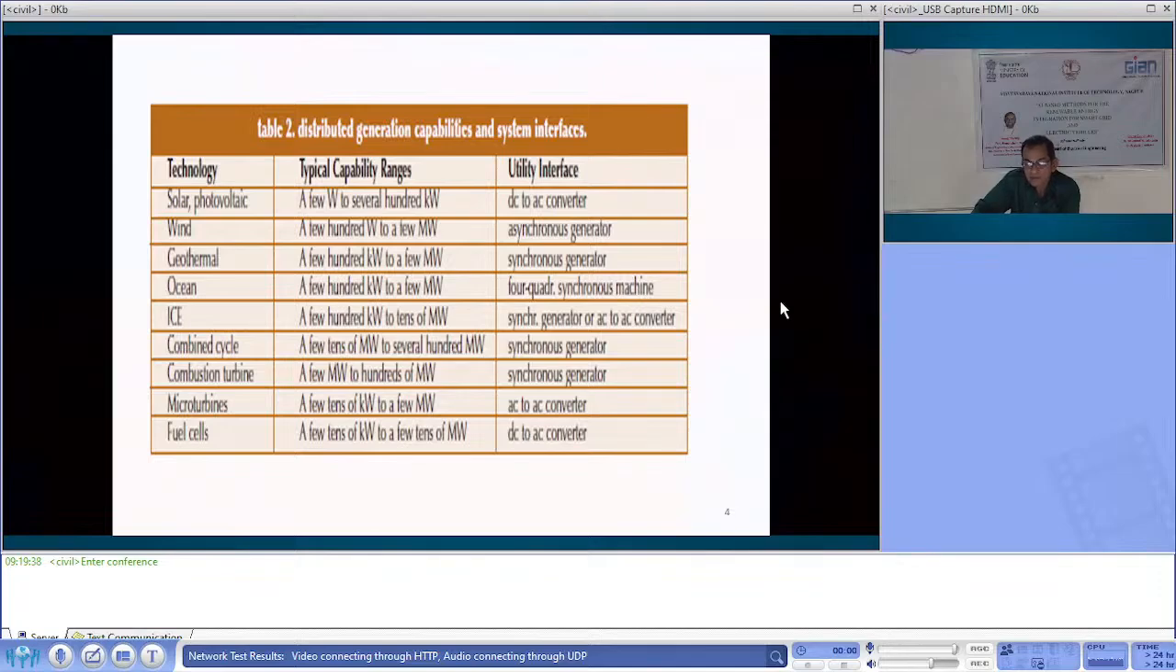Okay, so this is given. First solar PV, wind, geothermal, ocean come under renewable. The remaining, from IC engine onwards up to fuel cell, are non-renewable.